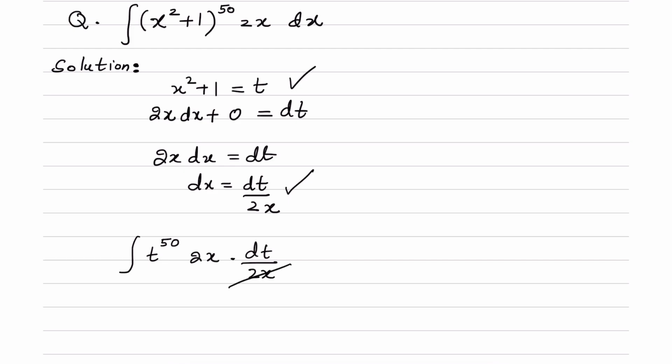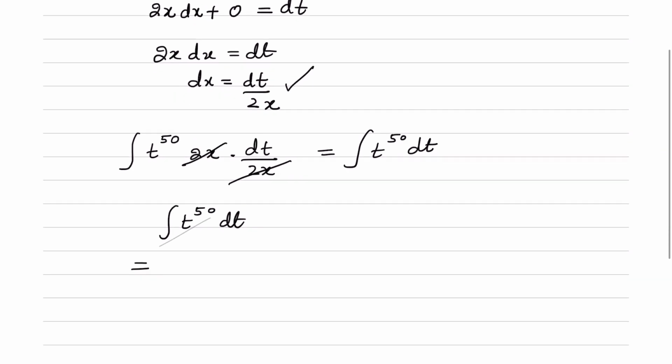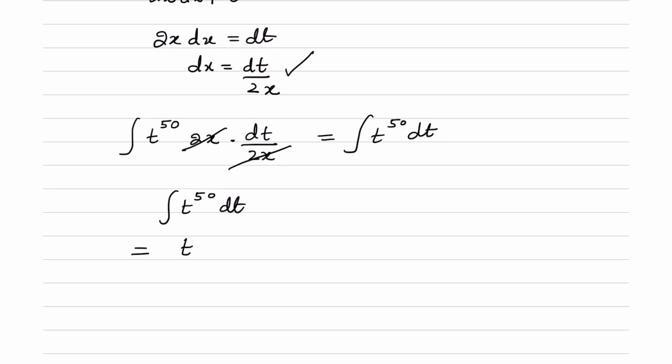Simplify. 2x cancels out with this 2x and you have t to power 50 into dt. If you get the entire expression here in terms of the variable t, it means that this substitution that you made in the beginning is correct. So now that you have t power 50 dt, you can simply apply the power rule of integration. It gives you t power 51 over 51 plus some constant.